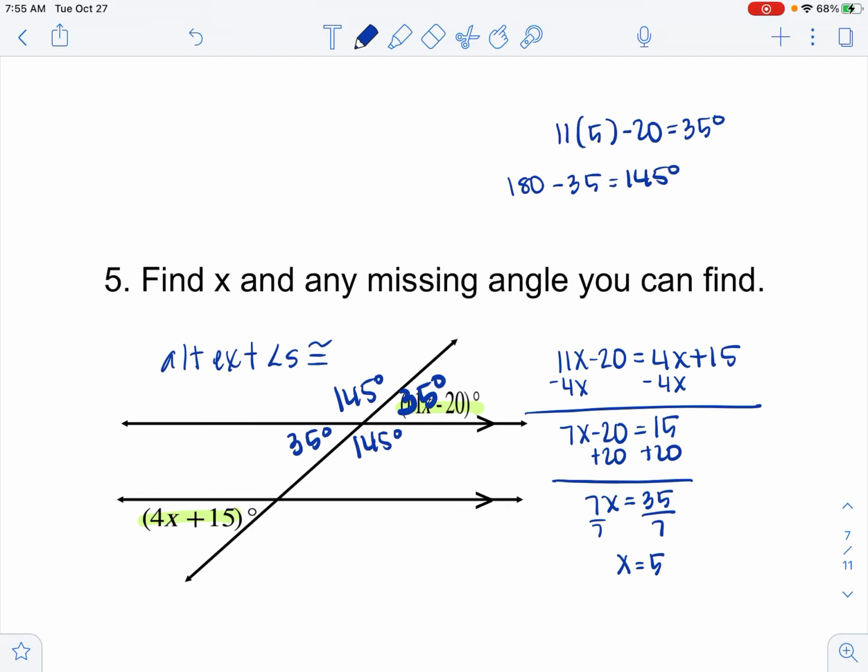Now I'm going to come over to this group of 4. I know I should get 35, but I'm going to double check. 4 times 5 plus 15, which is 35. So this is 35. This is 35. 180 minus 35, 145, 145.